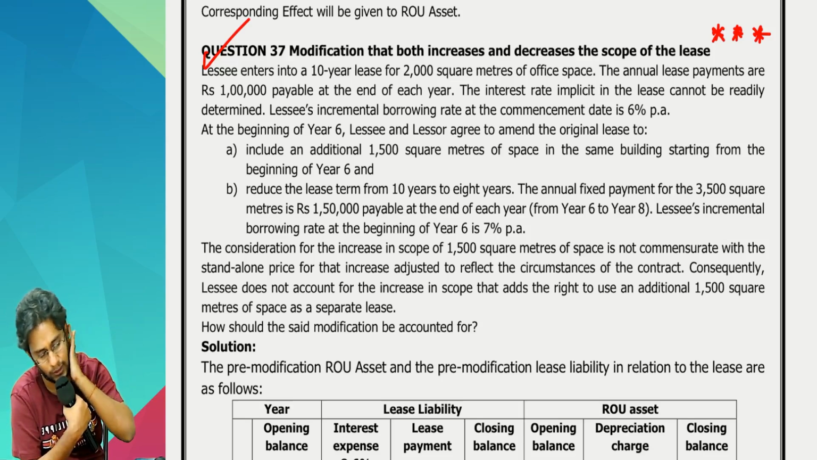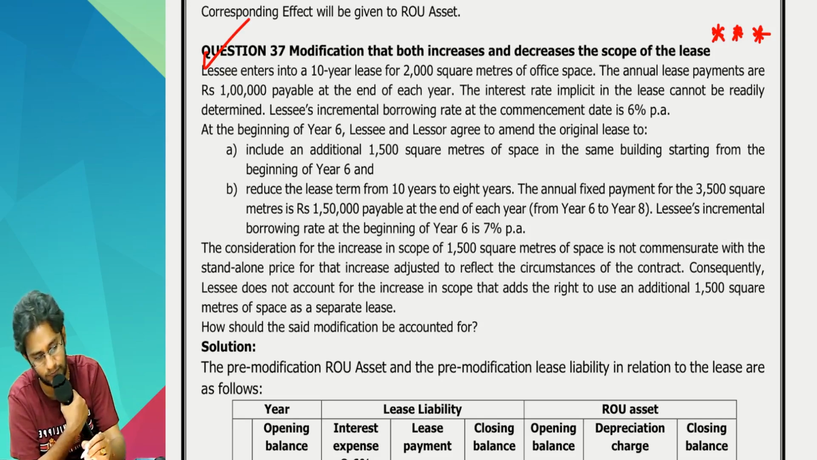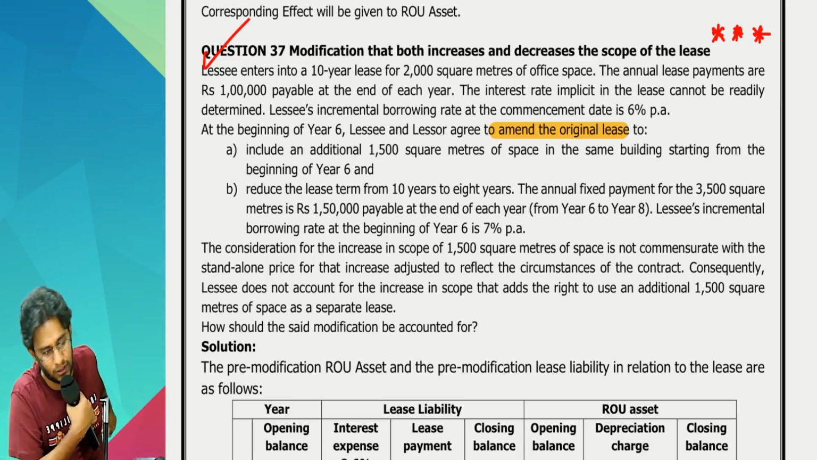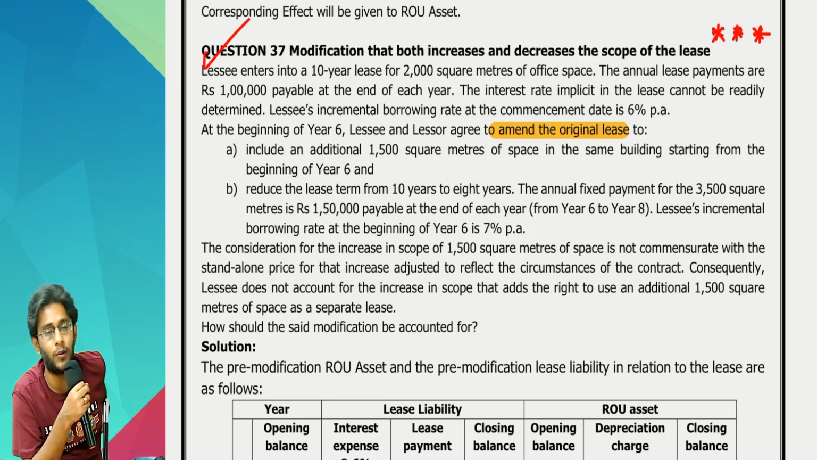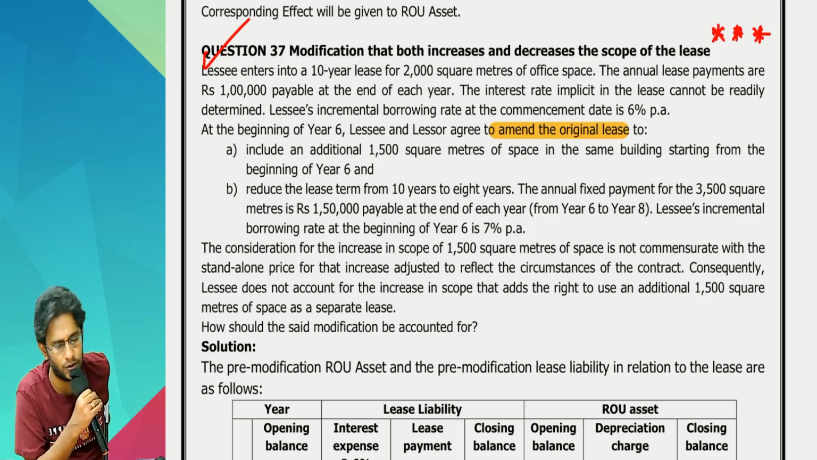Again, as usual, at the beginning of year 6, they agree to amend the original lease. Amend means modification only. To include 1500 square meters of space in the same building starting from the beginning of year 6. Already you are leasing 2000, now additionally you want another 1500. It is definitely an increase in scope. There is no doubt in that.